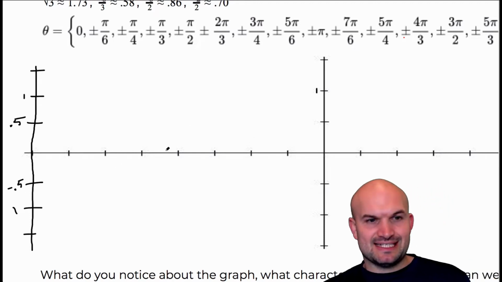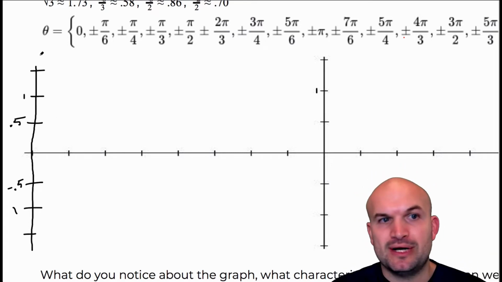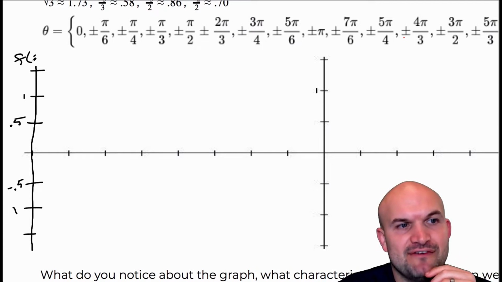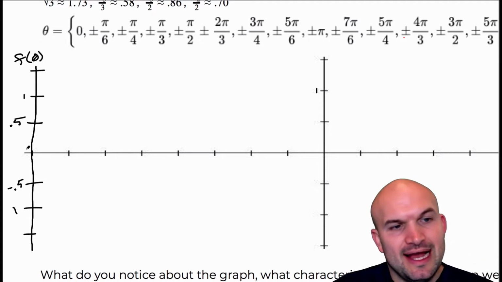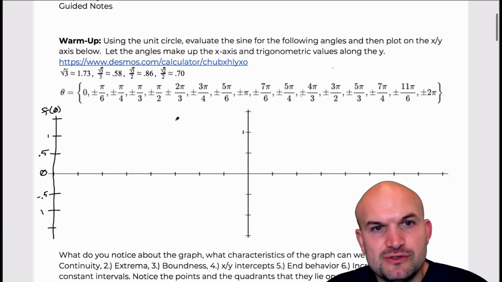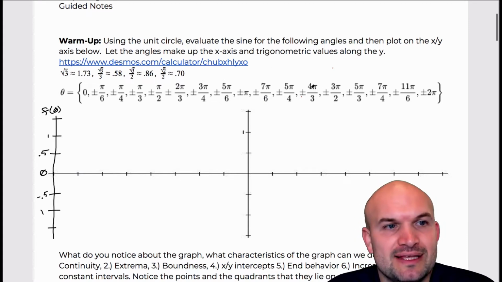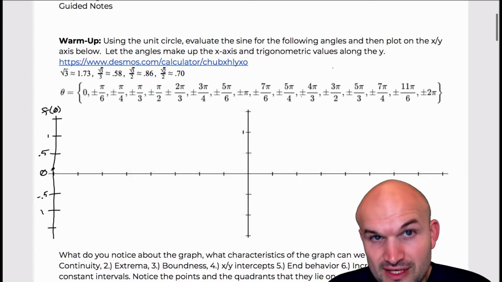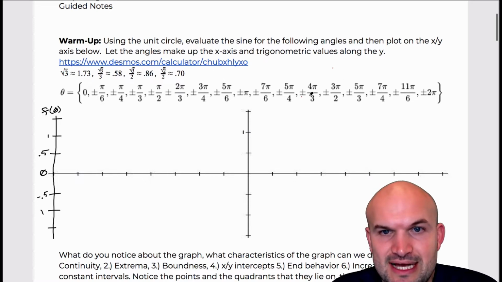So basically what this axis is, we have the y-axis, which I'm going to call the output axis. We can think about this as f of theta. When we plug a certain theta into our function, we're going to get an output value. And along the x-axis is going to be our theta. So the warm-up says to use the unit circle to evaluate the sine function for the following angles and then plot on the xy axis below. In this case, we're going to think of this as theta, f of theta, and let the angles make up the x-axis.